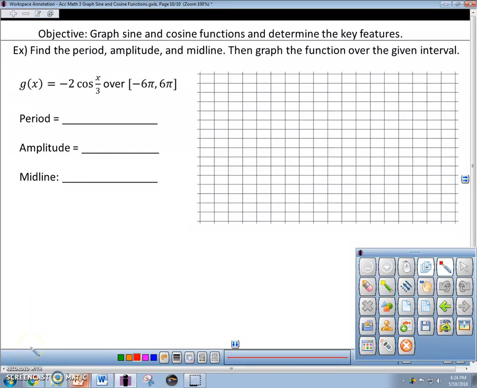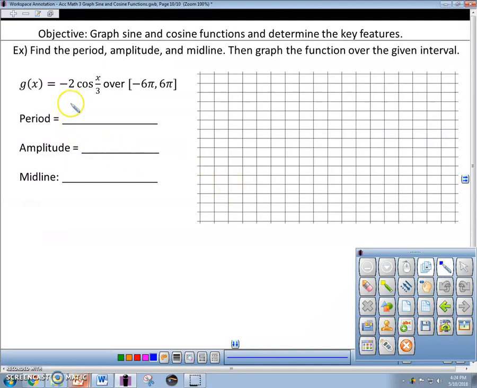All right, welcome. In this third and final segment of graphing sine and cosine functions, we are going to look at an example of graphing a cosine function. So again, first thing we want to do is find the period, amplitude, and midline of the function.